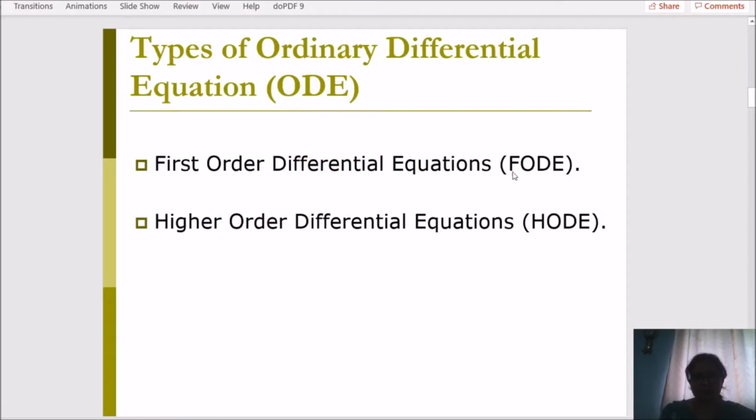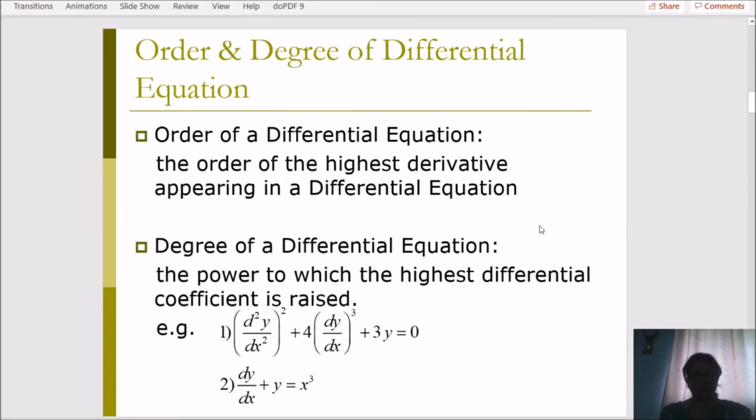Types of ordinary differential equation: first order differential equation and higher order differential equation. Order and degree of differential equation. Order of the differential equation is the highest derivative appearing in the differential equation. For example, here in this equation, the highest derivative term is d2y by dx square. Therefore, order of this equation is 2. Then degree of the differential equation is the power of the highest derivative term. Now power of this highest derivative term is 2, therefore degree of this example is 2.